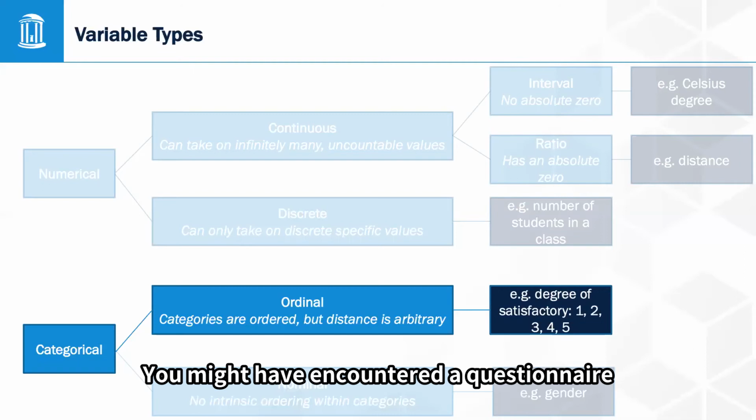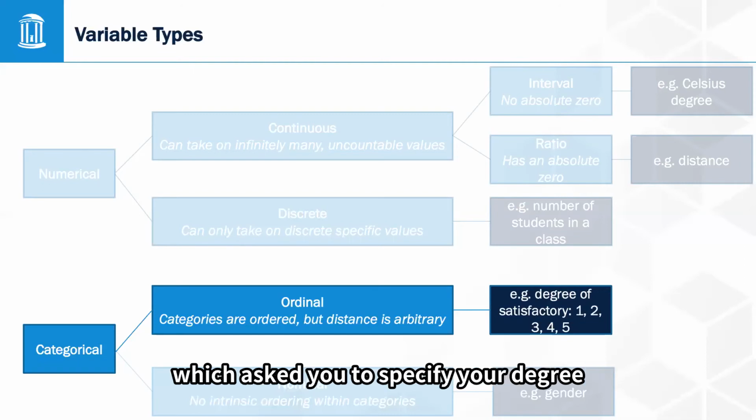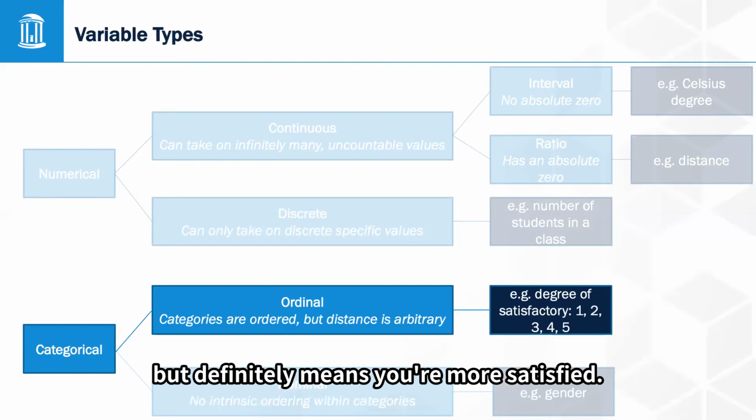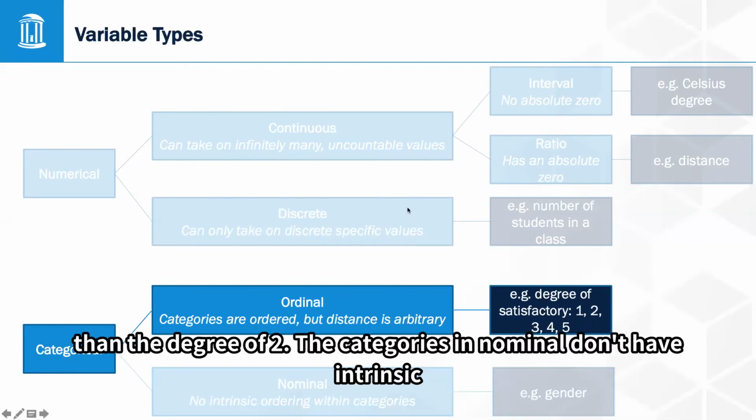You might have encountered a questionnaire which asked you to specify your degree of satisfactory. A satisfactory degree of 4 doesn't mean you are 2 times as satisfied as a degree of 2, but definitely means you are more satisfied than a degree of 2.